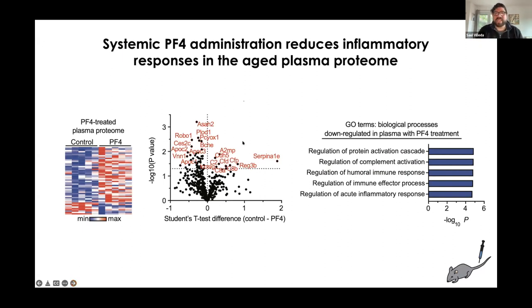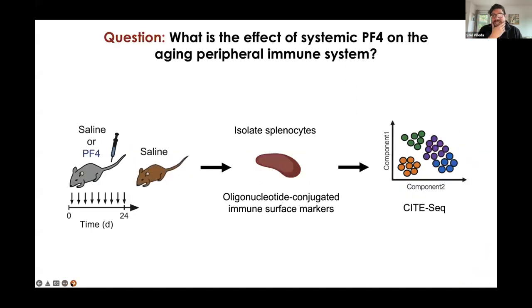And what we saw here is that really we saw a decrease in a lot of these immune responses, acute inflammatory responses, inflammation. It all seemed to be going downwards. So then we decided to focus specifically on the peripheral immune system at that point. And we did single cell sequencing called site-seq, which just has oligonucleotide conjugated immune surface markers. So we can both get the RNA sequencing or transcriptional data, as well as the separation of the immune cells based on those surface expressions.